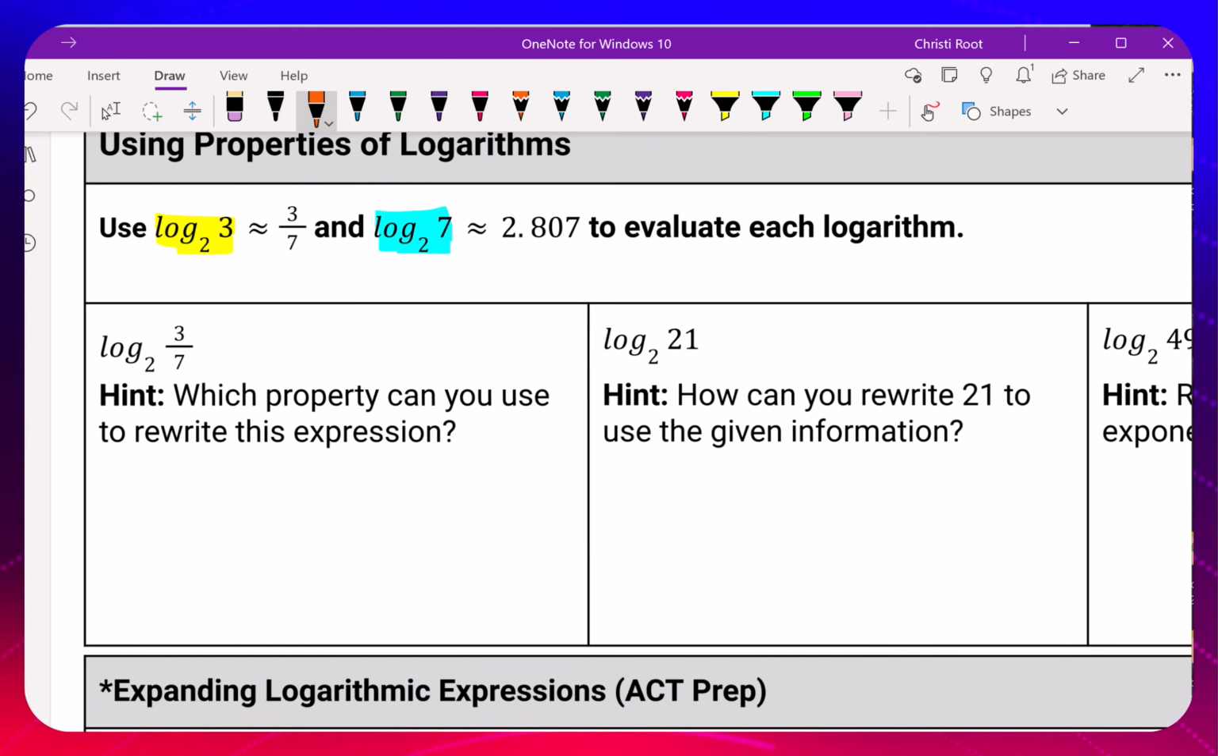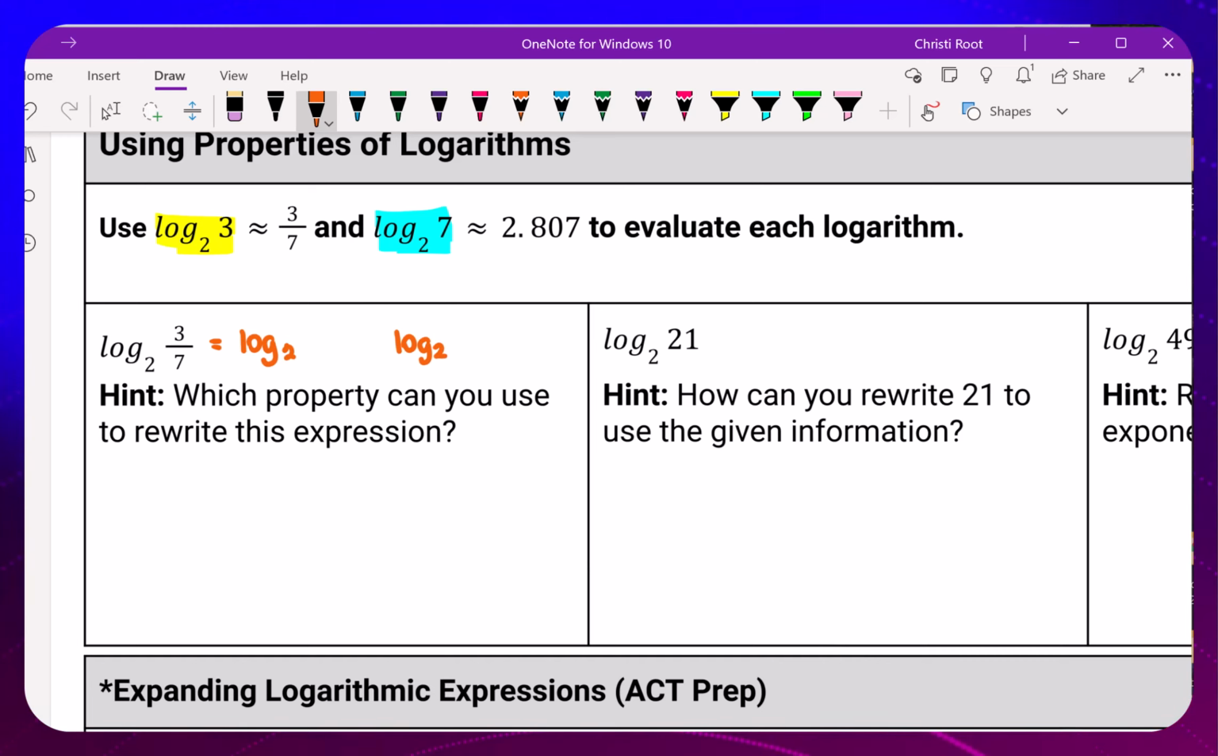So let's look at this first example here. This looks like I've got the log base 2 of 3 over 7. I don't know 3 over 7, but if I could separate the 3 and the 7, I could finish the problem. So it says, which property can you use to rewrite the expression? Well, since I've got a quotient, I can use the quotient property to separate the 3 and the 7. So I'm going to rewrite this with two separated logarithms, same base as it started with.